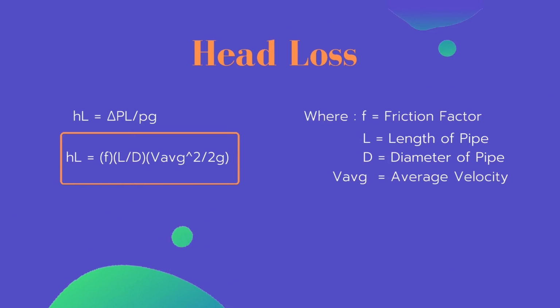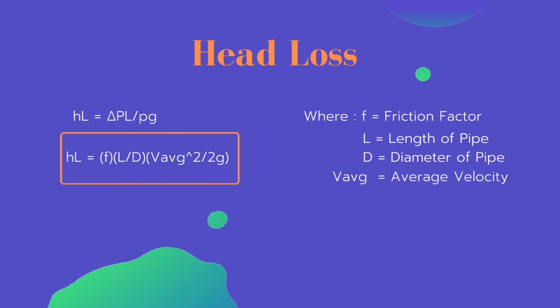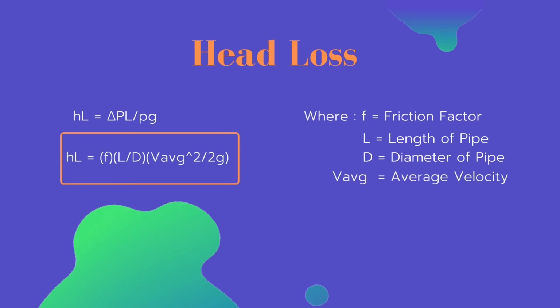Head loss has a formula of HL equals delta P times L over density times g, which is equal to f times L over D times V average squared over 2g, where f is the friction factor, L is the length of pipe, D is the diameter of pipe, and V average is the average velocity.